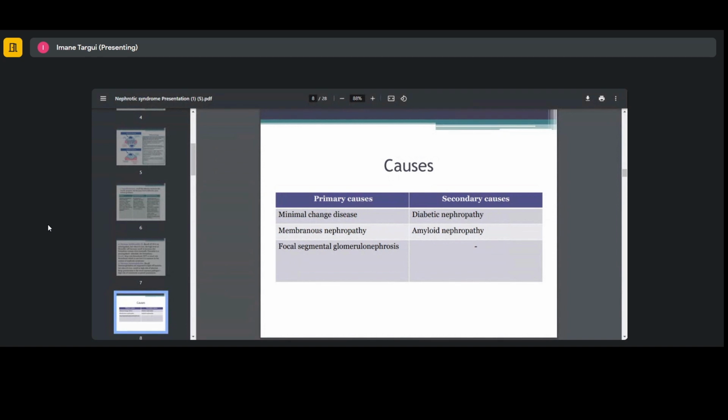We have causes. We have primary causes and secondary causes. Primary causes are idiopathic. We don't know why they happen, and we have three examples: minimal change disease, membranous nephropathy, and focal segmental glomerulosclerosis. And secondary causes, there is already a known cause. We know the cause of why this condition happened, but with primary we don't know. Secondary causes include diabetic nephropathy because of a high level of glucose, and amyloid. We have sclerosis, like we will see in next pages.